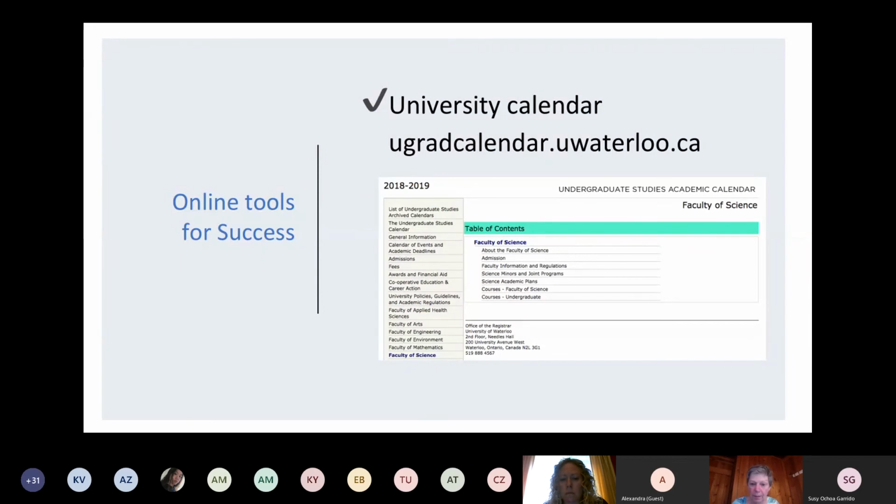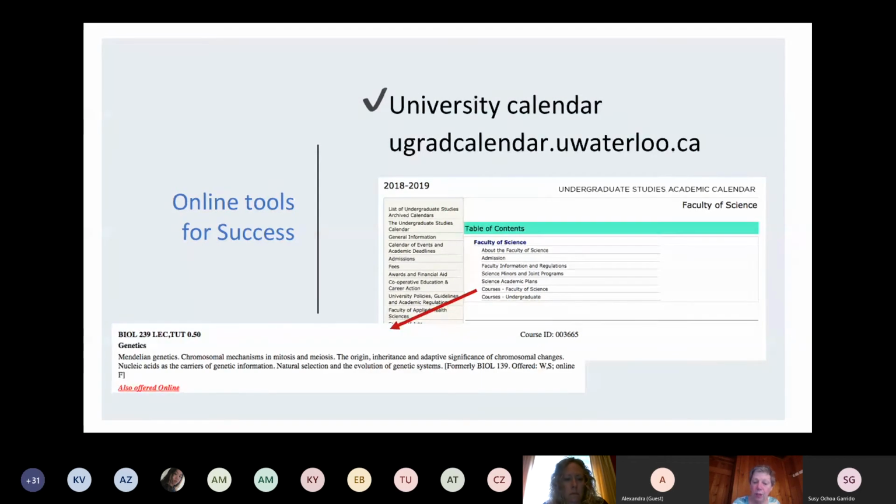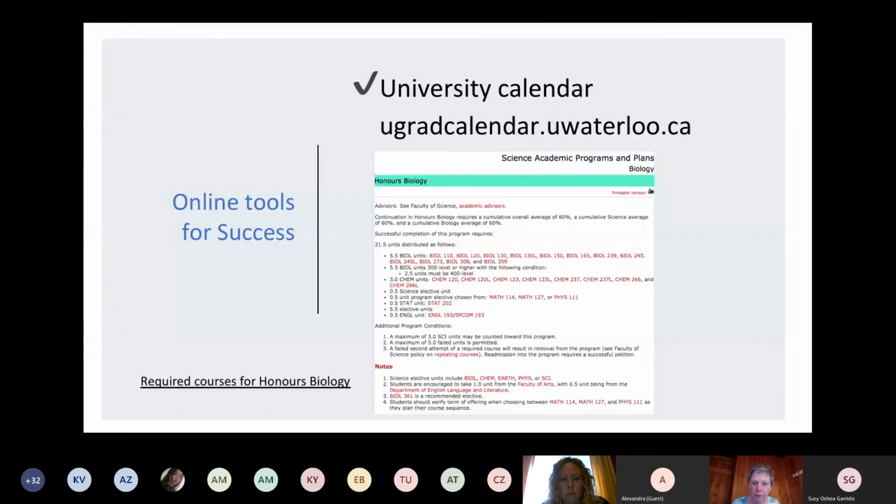So next slide, please. For each course, you will find a description, at least in science what term that's offered, and what courses you need. They're called prerequisites, to be ready to take that course. So this is the go-to place for this information. Next slide, please. And you'll also find the degree requirements, as I've just mentioned. So those are also detailed there. Next slide.